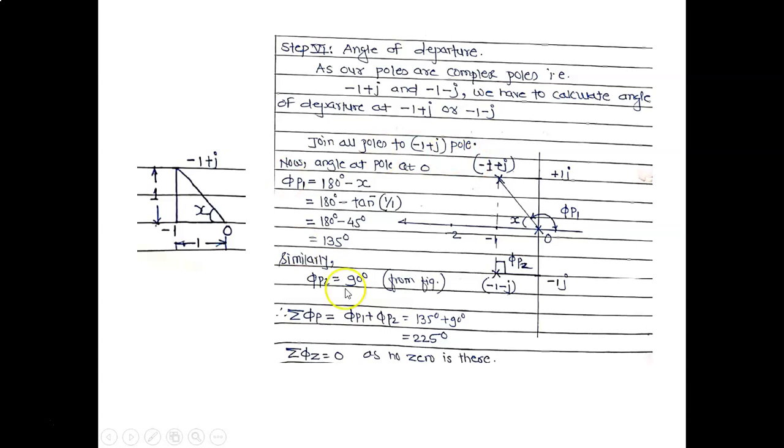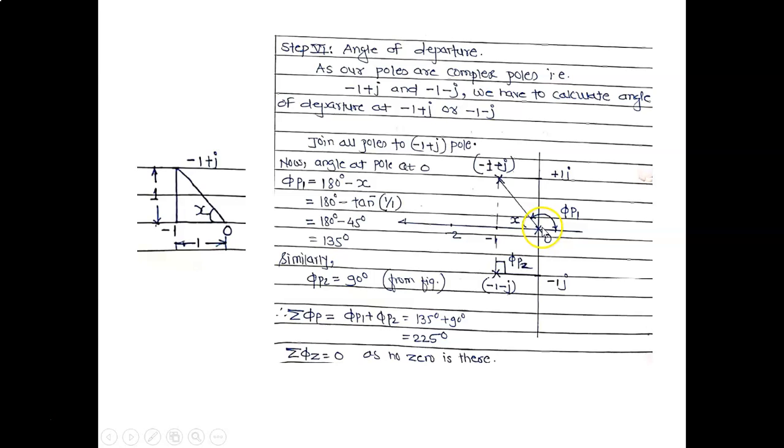Now since complex roots are there, therefore there will exist angle of arrival and angle of departure, or angle of departure only. Therefore step 6 is angle of departure. As our poles are complex poles, that is minus 1 plus j and minus 1 minus j, we have to calculate angle of departure. Always remember, whenever complex poles will be there, we have to calculate angle of departure. Therefore join all poles to minus 1 plus j pole.